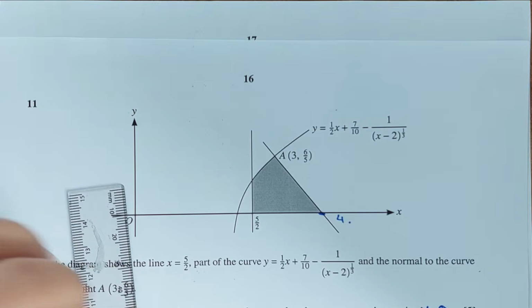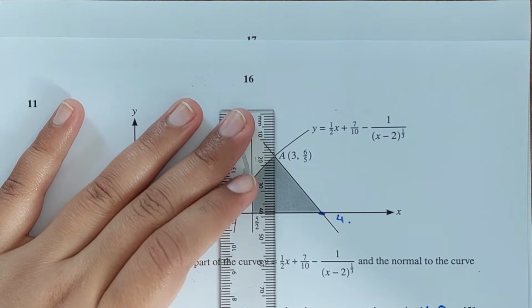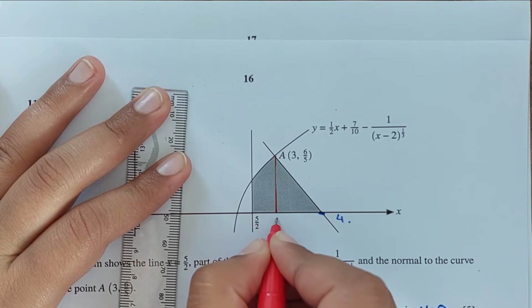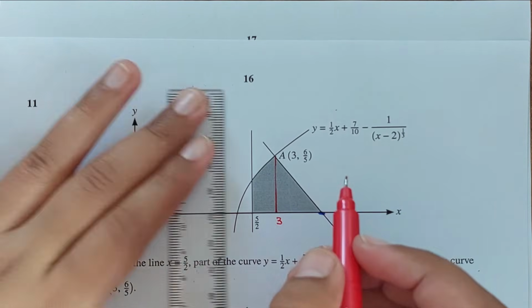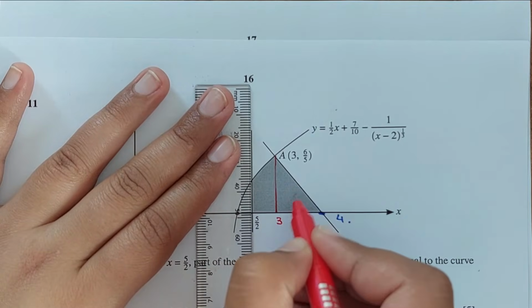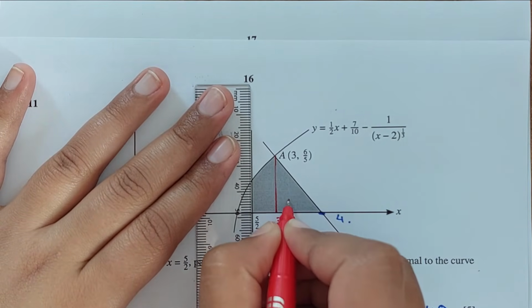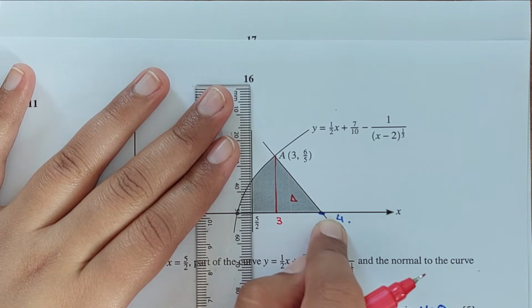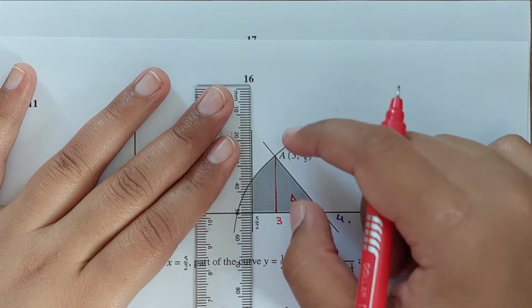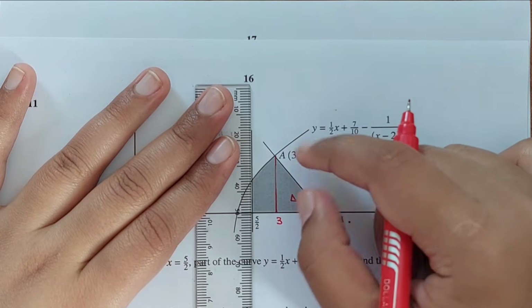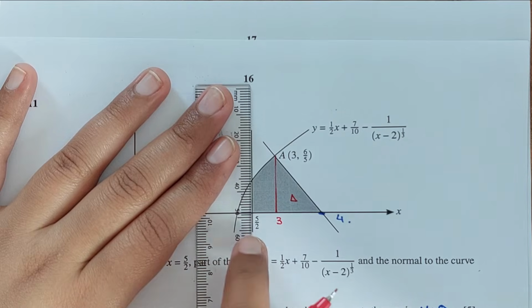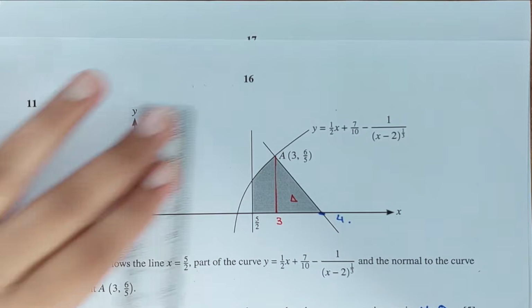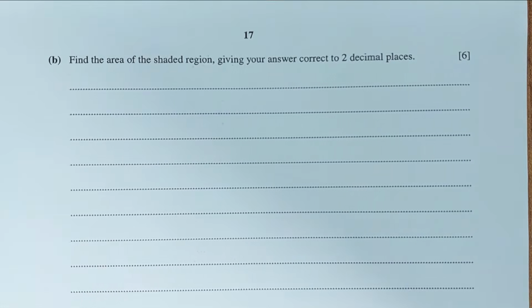So if I draw the straight line here, the x coordinate is 3. We need to find the area of this portion and this triangle. The area of a triangle is half base times height. The base is 3 to 4, which is 1, and the height is 6 by 5. And we need to find the area under the curve, the integration of this curve between 5 by 2 and 3, and we can add both of them.